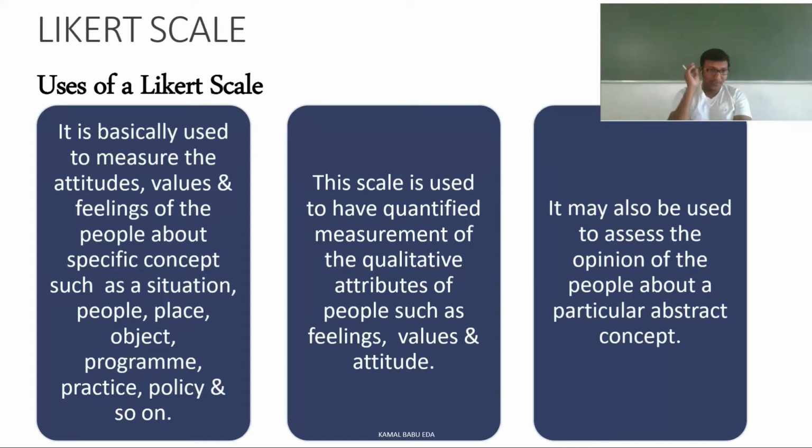So it is mainly used to measure the attitudes, values, and feelings of people about a specific concept, such as any kind of situation, people, place, program, practice, policy, and so on. So these are some of the uses. The scale is mainly used to have quantified measurement of qualitative attributes of people, such as feelings, values, and attitude. It is also used to assess opinion about a particular abstract concept or statement. We are passing a statement or a concept and asking you to give the answer, so based on the Likert scale those answers are taken. So these are some of the uses of the Likert scale.